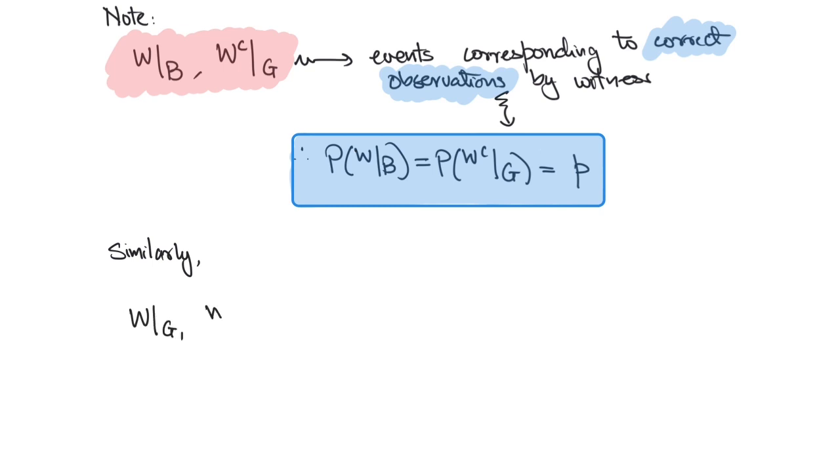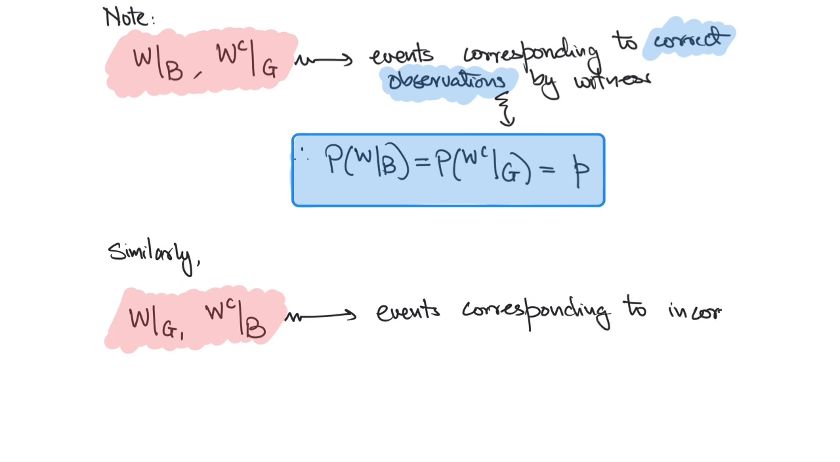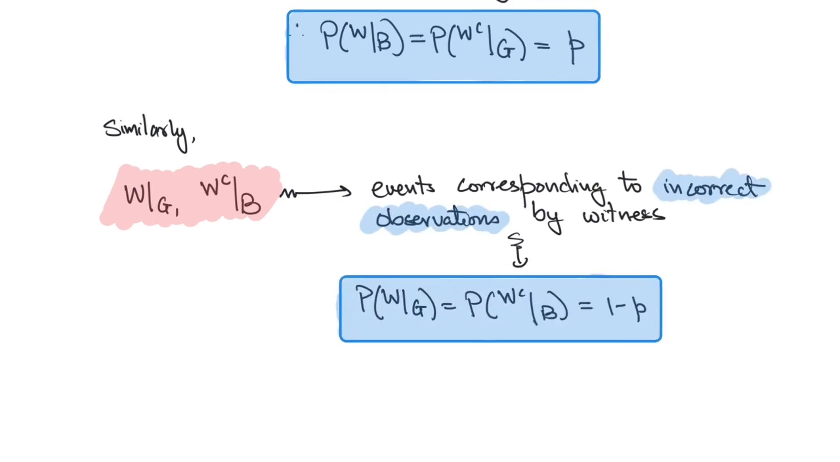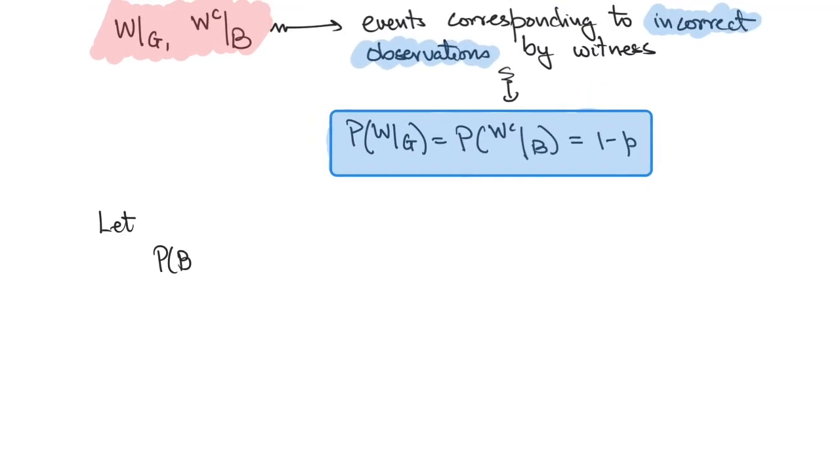Similarly, the events W given G and W complement given B correspond to situations when the witness has made incorrect observations. And as a result, the probability of W given G and the probability of W complement given B is going to equal 1 minus P.